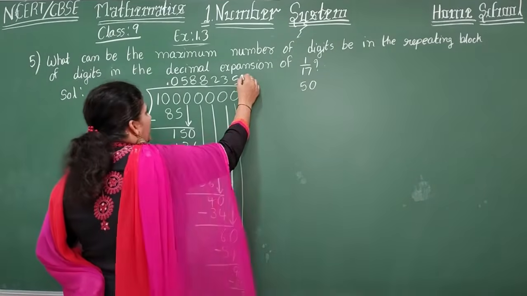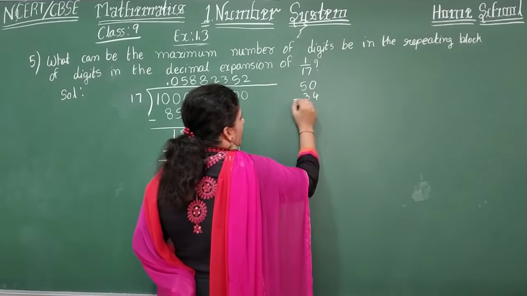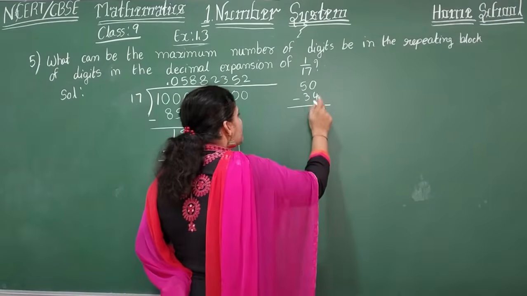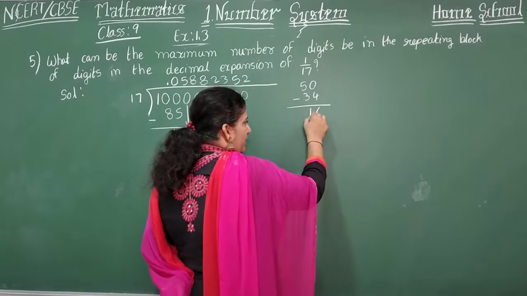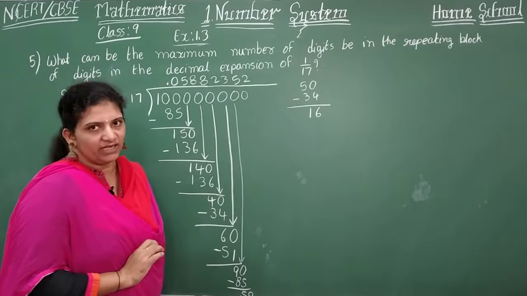17 twos are 34. So I am continuing this division, children. Now 50 minus 34. 10 minus 4 will be 6. 4 minus 3 will be 1. Now 16 we won't get in the 17 table.